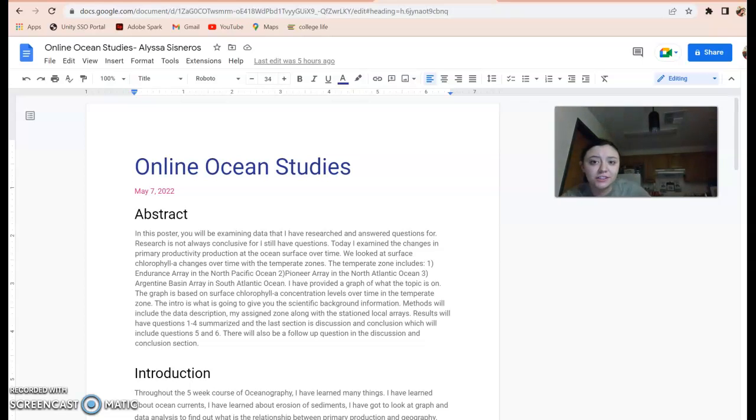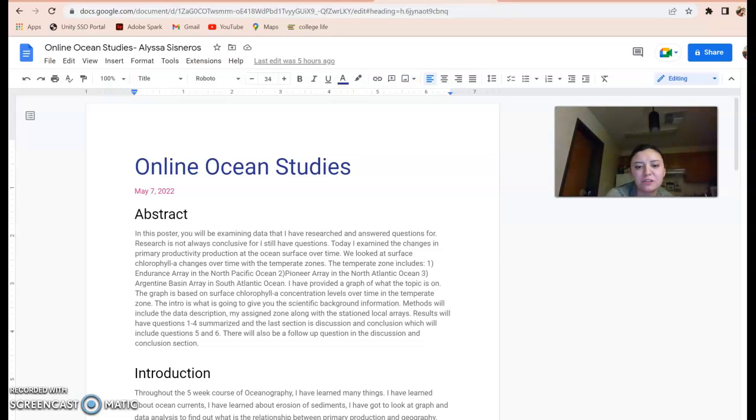So today we will be examining surface chlorophyll over time in the ocean within the temperate zone. These are the areas of the temperate zones. It is the Endurance Array in the North Pacific Ocean, the Pioneer Array in the North Atlantic Ocean, and the Argentine Basin Array in the South Atlantic Ocean. I also provided a graph on what the topic is on.